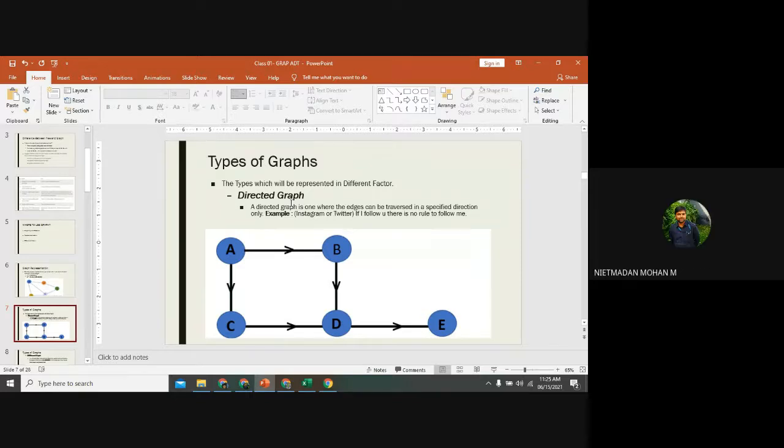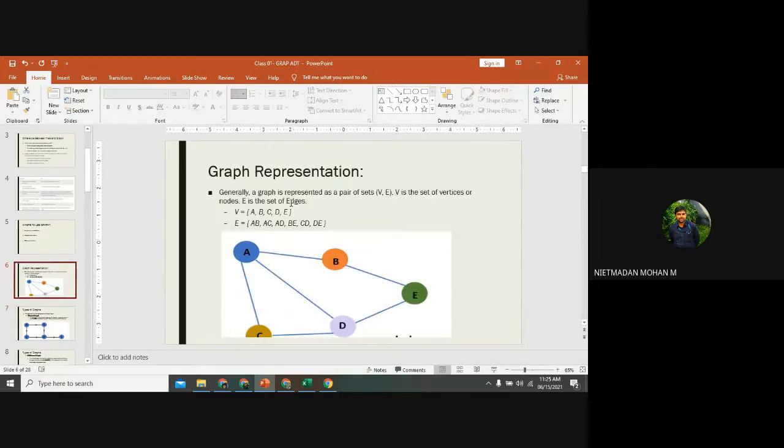Directions. Yes, the direction has been given here. So in this graph representation, no direction has been given. It means that A can be traveled to B and B can be traveled to A. So this is the meaning. This is a major representation of a graph technique.